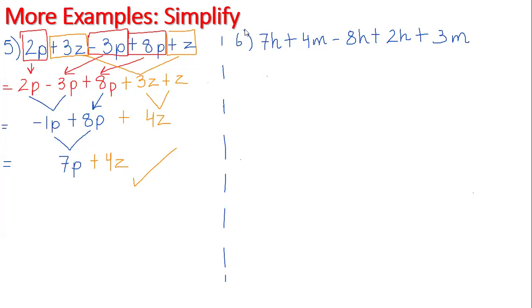Okay, so let's move on to the next one. What do I got for number 6? I got 1H plus 7M. Let's see if that's correct.